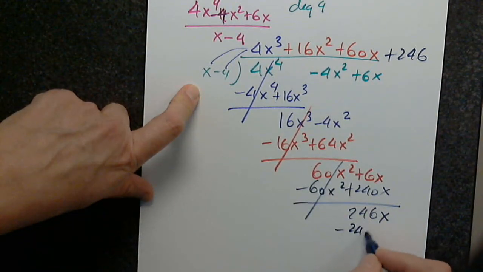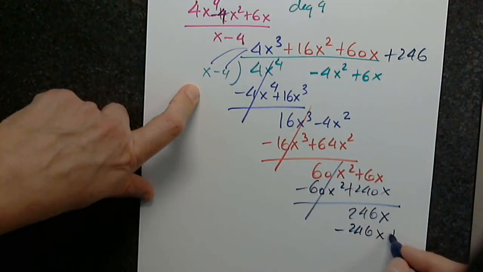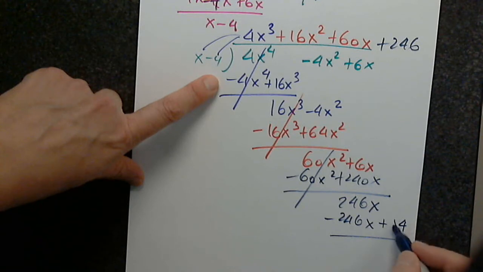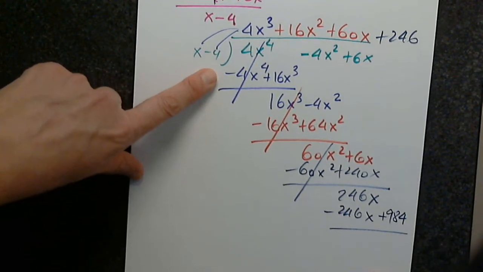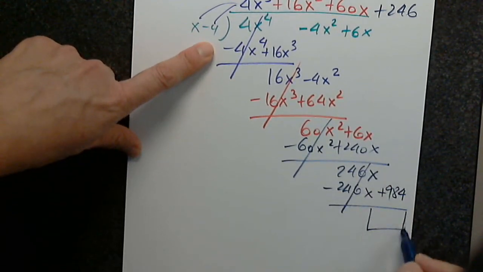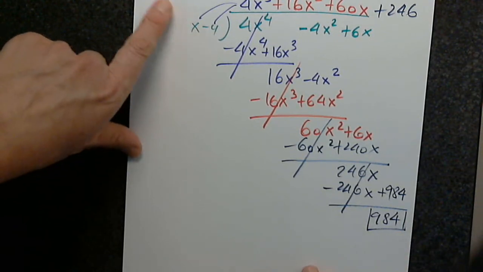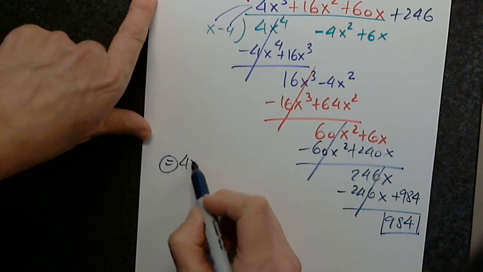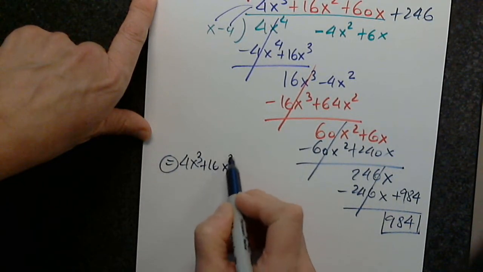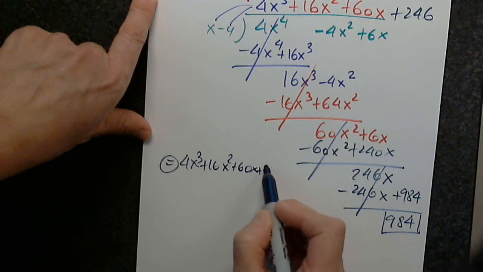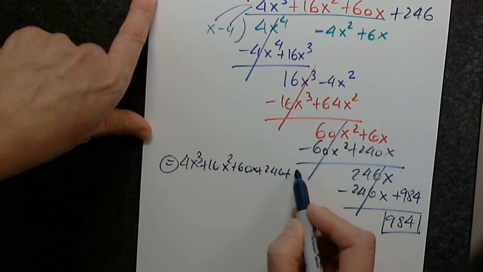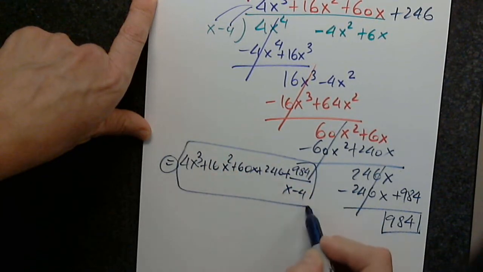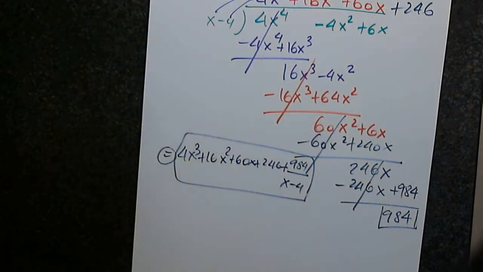Negative 246x, and I have to multiply. 984. I'm sorry, 984. So then the final answer is 4x cubed plus 16x squared plus 60x plus 246, but plus 984 over x minus 4. Is this clear? Yeah.